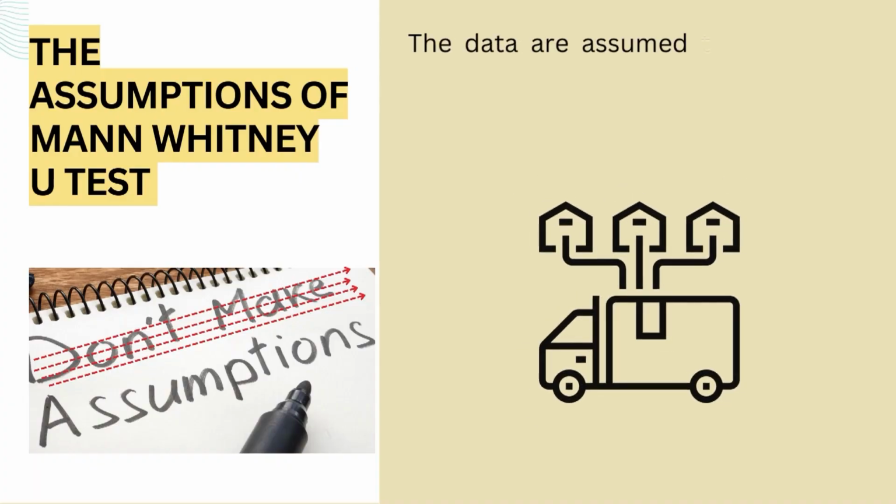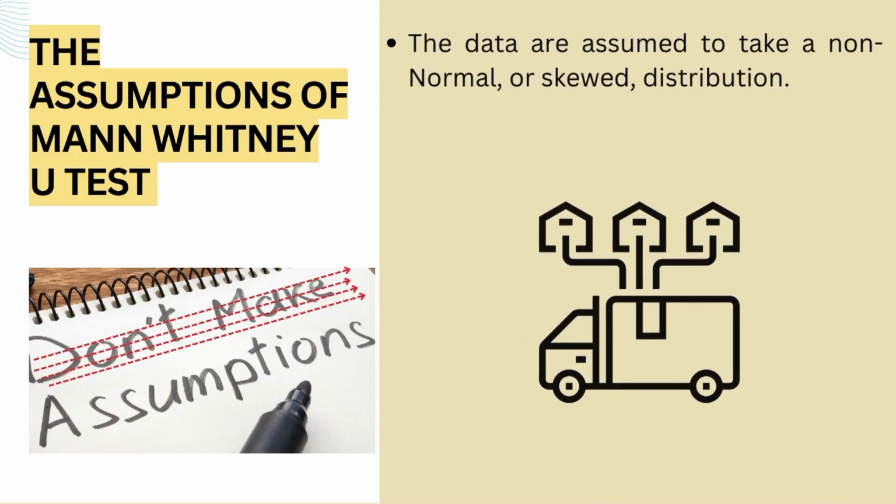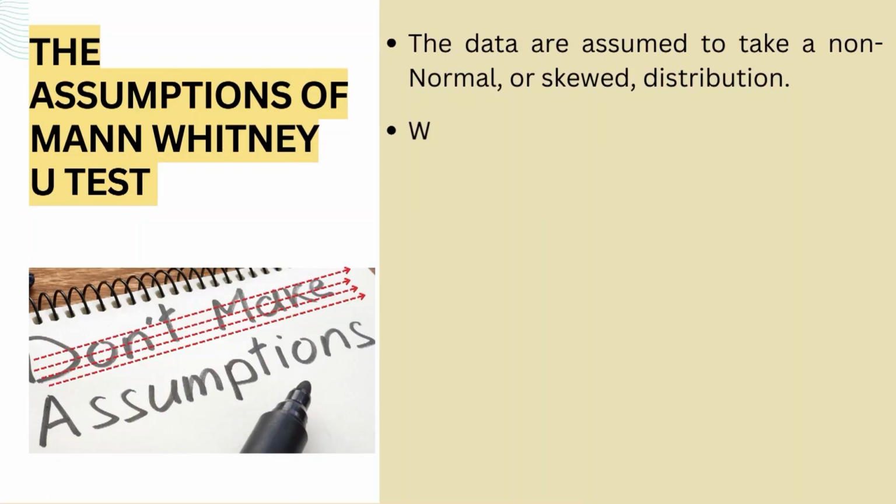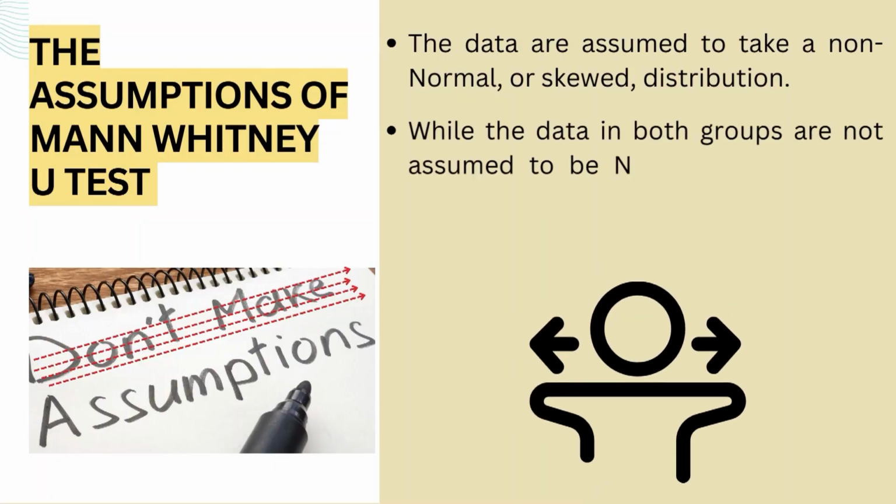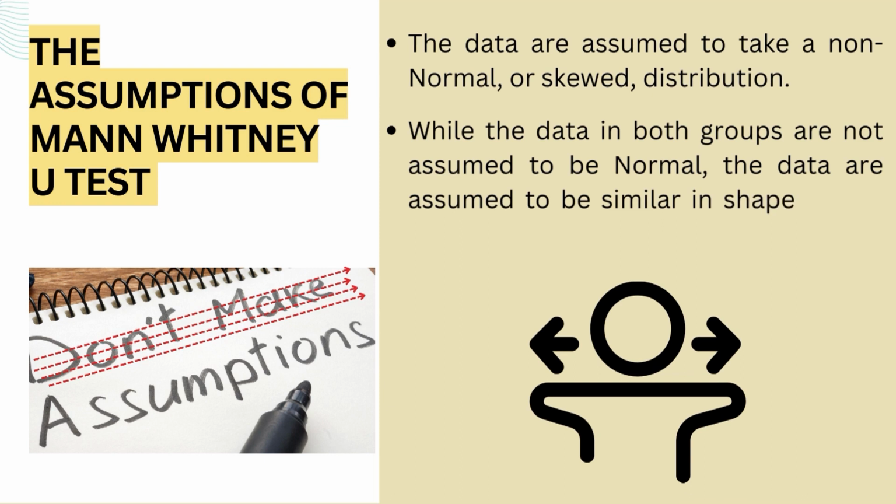The third assumption of the Mann-Whitney U-test is that the data are assumed to take a non-normal or skewed distribution. If your data are normally distributed, the unpaired student t-test should be used to compare the two groups instead. Now, the fourth assumption is that while the data in both groups are not assumed to be normal, the data are assumed to be similar in shape across the two groups.